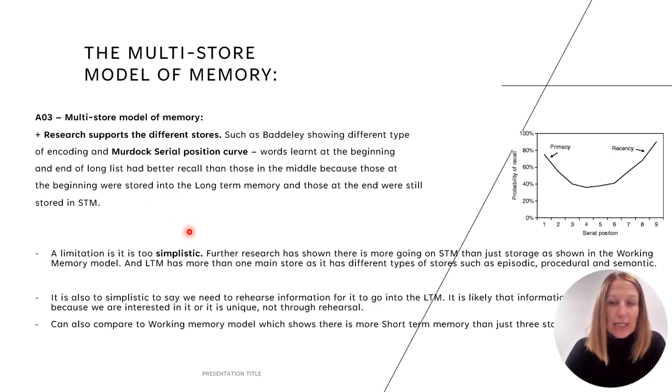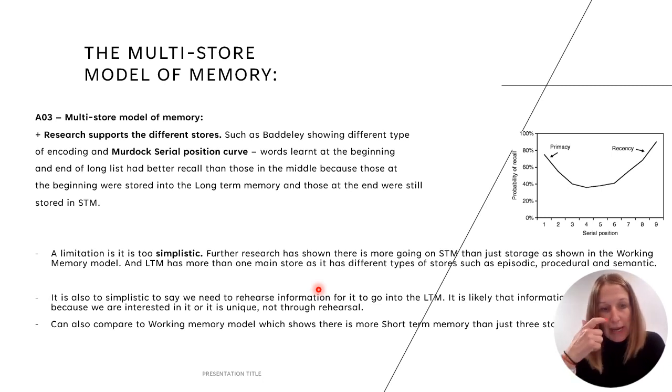But a limitation is that it's too simplistic. Further research has shown that there is more going on in short-term memory than just storage, as shown in the working memory model, which is the other model that you're going to be looking at. And long-term memory has more than one main store, as it has different types of stores, such as episodic, procedural, and semantic. Again, you'll have learnt that. It's too simplistic to say that we need to rehearse information for it to go into the long-term memory. It's likely that information is sometimes held because we're interested in it, or it's unique, not just through rehearsal.